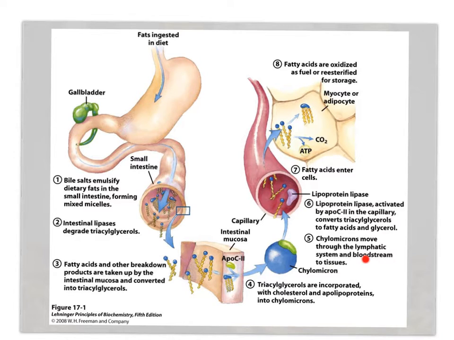It travels through the lymphatic system and the bloodstream to whatever tissues need it, and then another lipase is going to come through and help break it all apart in order for it to be stored, either in an adipocyte for later storage, or, if you need it for energy right there, it can be oxidized for fuel.